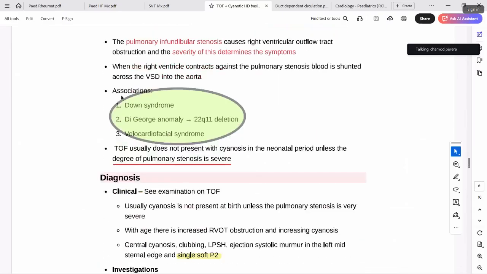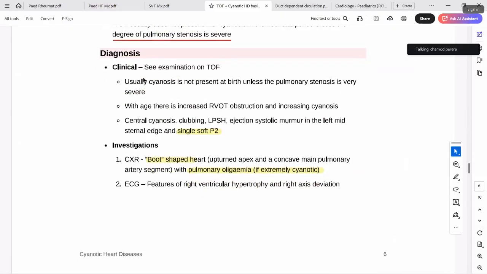So the associations of tetralogy of Fallot, you have to know Down syndrome and velocardiofacial syndrome. Better remember the velocardiofacial syndrome, right? And clinically, these patients will have cyanosis, but the cyanosis is not that prominent at birth, right? Unless the pulmonary stenosis is very severe, right? With age, the right ventricular outflow tract obstruction increases, in the sense that the infundibular pulmonary stenosis is not going to stay as it is. That is why we say it is going to increase. Therefore, the cyanosis is going to increase, right?